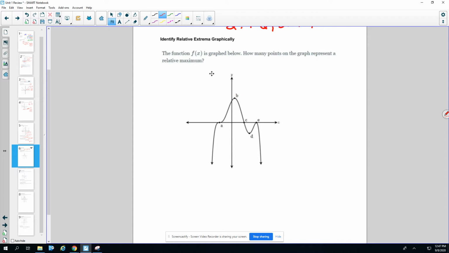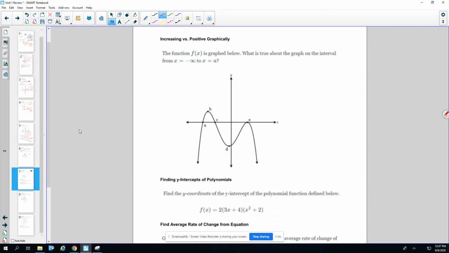So I'm looking for a maximum point. This one just kind of slows down and goes again. This is definitely a high point, and that is a high point over here. So there are two relative maxima on this graph.